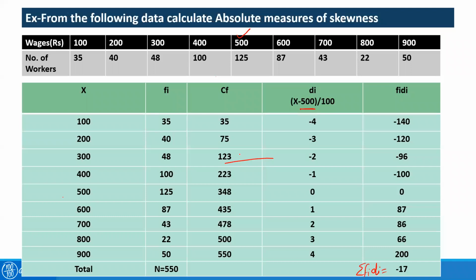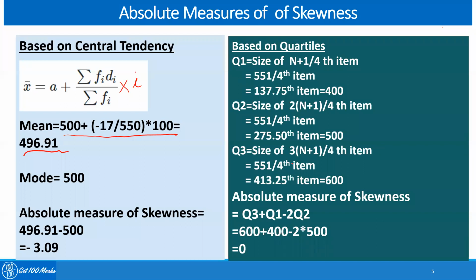Now let's calculate the value of mode. If you remember, for a discrete or ungrouped type of distribution, to calculate the mode, we will check which frequency is maximum. The maximum frequency here is 125. The corresponding value of x will be your mode. Therefore, in this particular situation, mode is equal to 500.